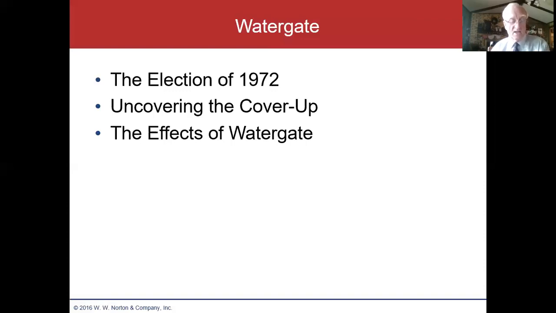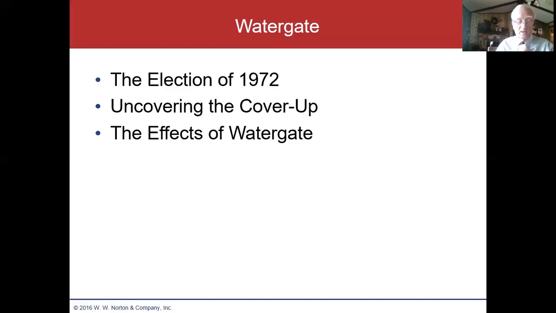Nixon, as it turned out, had ordered illegal wiretaps on his opponents, as well as his allies. He, as the book says, tried to coerce the Internal Revenue Service to intimidate Democrats. He told his chief of staff, Bob Haldeman, to break into the Brookings Institution, a Democratic research center.